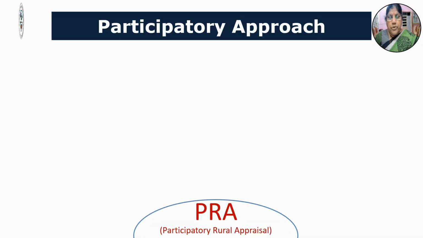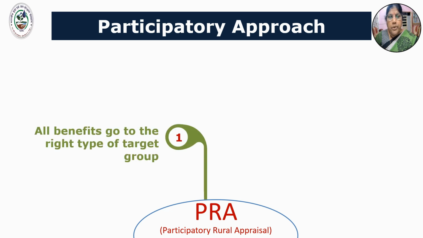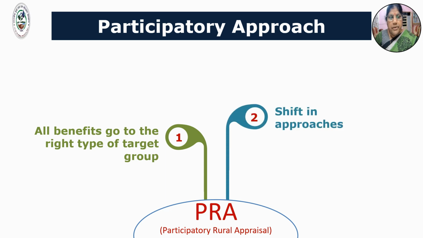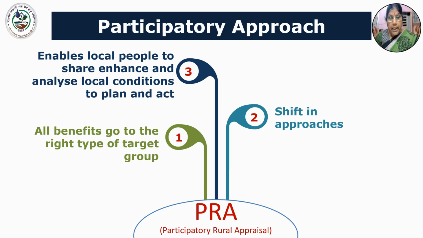What is the necessity to follow participatory approach in watershed planning? When we follow the participatory approach, which is contrary to the top-down approach, all the benefits will go to the right type of target group. That is, we can identify the right type of beneficiaries for right type of interventions. And in participatory approach, there is a shift from centralized standardization to local location specificity. PRA enables the local people to share, enhance, and analyze the local conditions and to plan and act for watershed development.